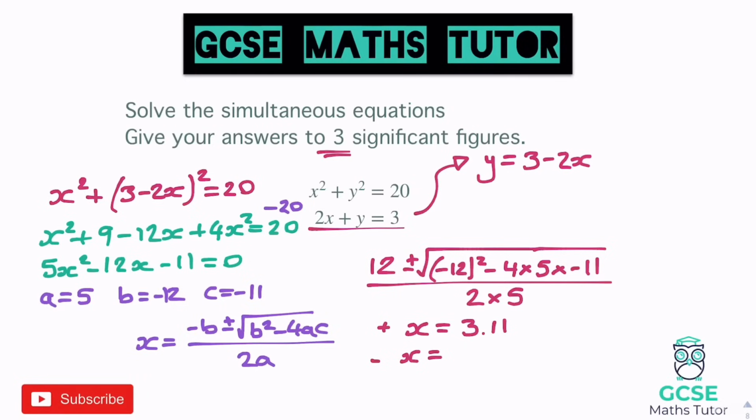It is sometimes worth just writing the whole digits down, so if I just write them down, we get x equals 3.107878403. There we go. So that's the full answer there, but I've just rounded it to 3 significant figures.